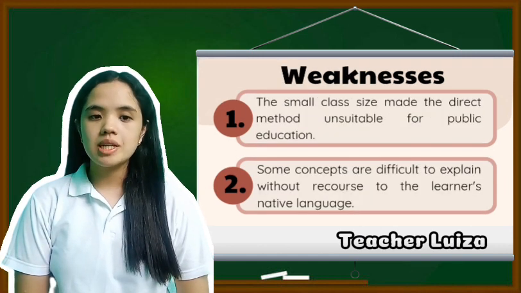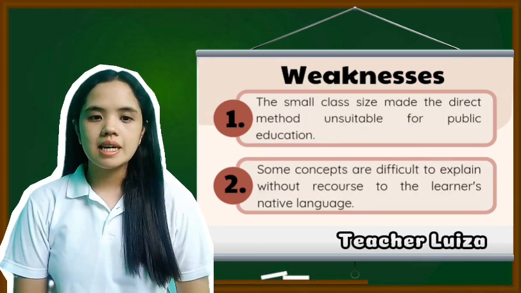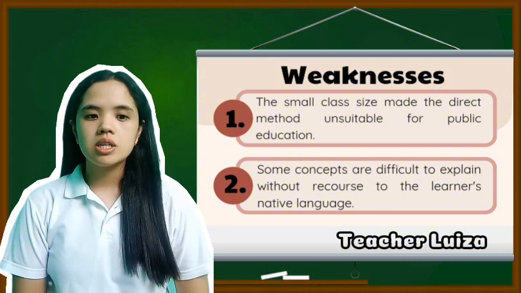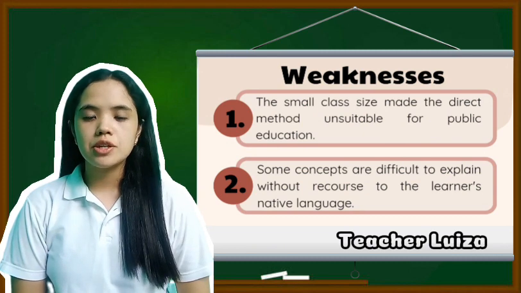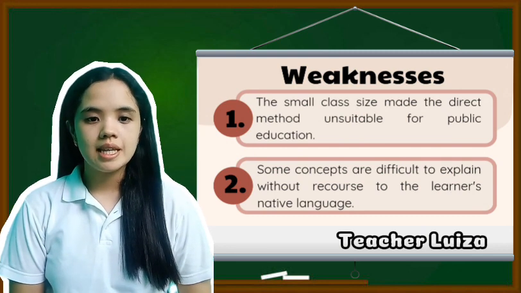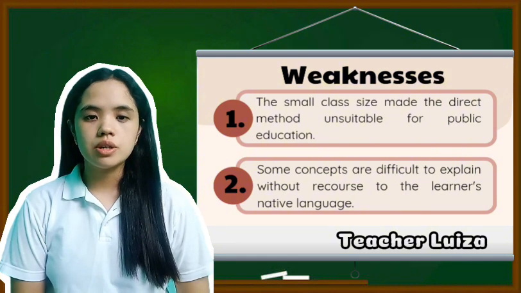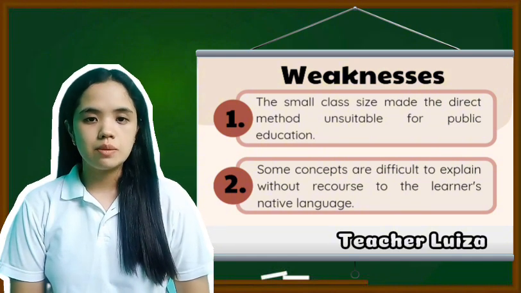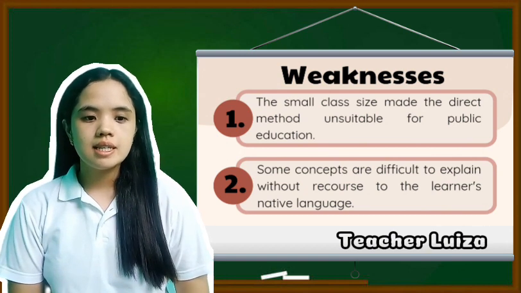There are also weaknesses of the direct method. First, the small class size makes the direct method unsuitable for public education. This method may not hold well in higher classes where the translation method is found suitable. And the last is some concepts are difficult to explain without recourse to the learner's native language. However, if an occasional translation is allowed, this may not be a disadvantage of the direct method.